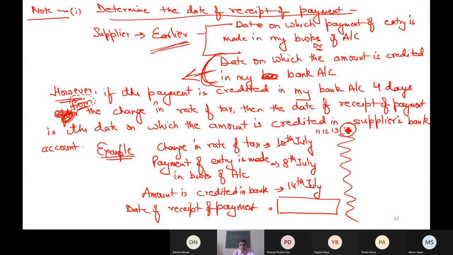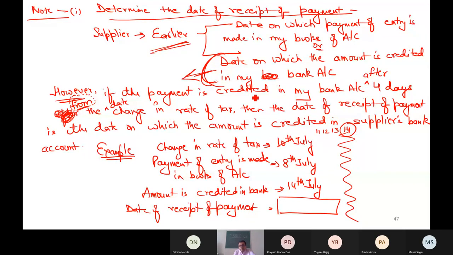So it is, if the payment is credited in the bank account, make some correction in the language, after 4 days from the date. I have written it in short form, otherwise the exact wording is, if the payment is credited in the bank account after 4 days from the date of change in rate of tax. Yeah, now it is a complete line.